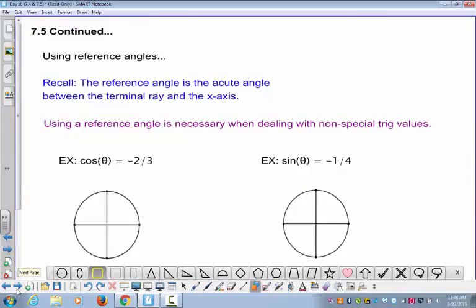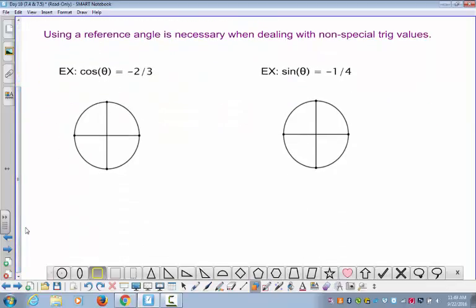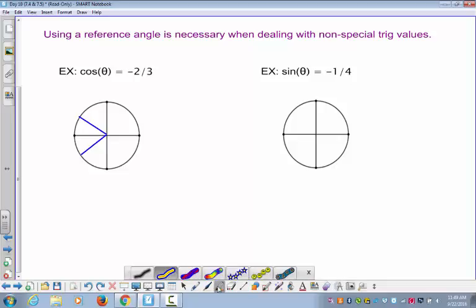All right. Let's continue. So, reference angles, they're angles, we just did a couple, and now you're going to try. So, reference angle is the acute angle between the terminal ray and the x-axis. So, I will draw the picture here, and then you are going to solve it. So, cosine is negative 2/3. We have two possible answers here. There and there. All right. Ready? Go.